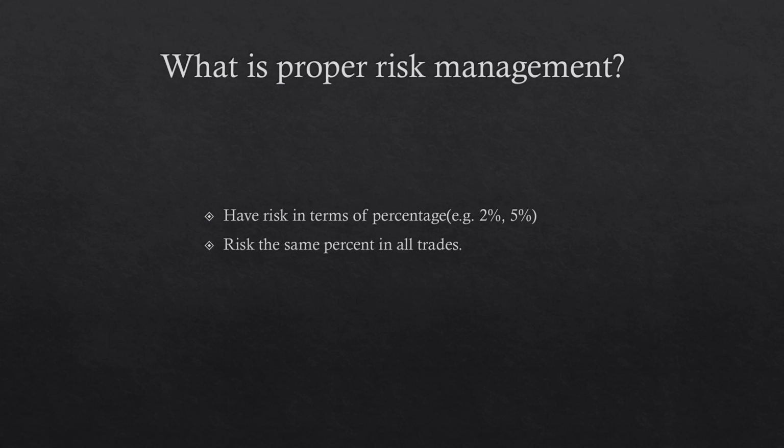The second thing is that you're gonna risk that 2% in all of the trades. This means that if you are risking 2%, you'll have to lose 50 times in a row to blow that account, and that's almost impossible, because your first goal as a forex trader should be to last.